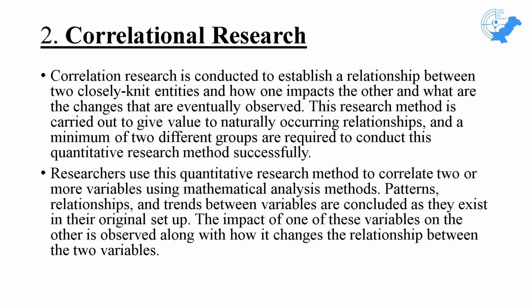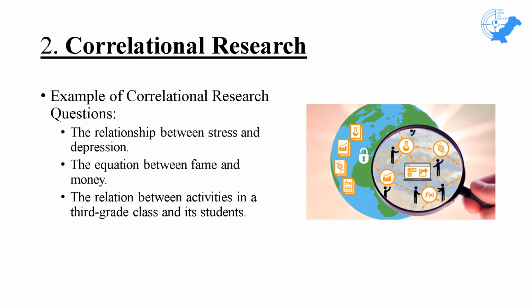Researchers use this quantitative research method to correlate two or more variables using mathematical analysis methods. Patterns, relationships, and trends between the variables are concluded as they exist in their original setup. The impact of one of these variables on the other is observed, along with how it changes the relationship between the two variables. A few examples of correlational research designs are the relationship between stress and depression, the equation between fame and money, and the relation between activities in a third grade class and its students.